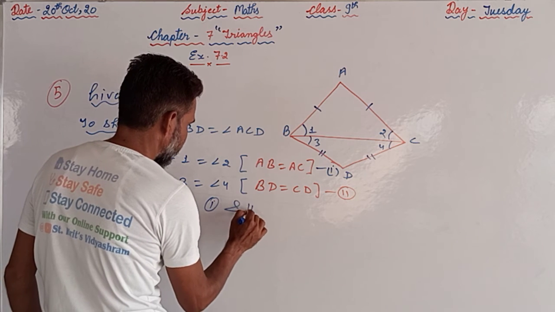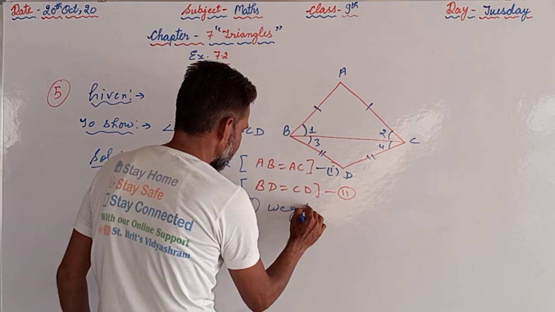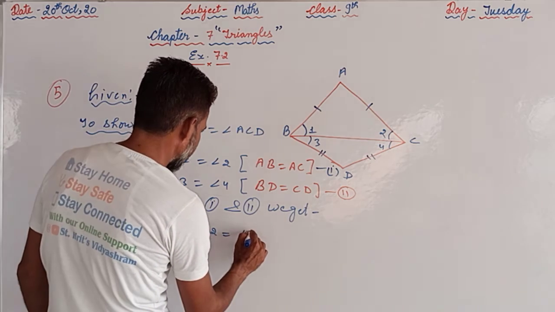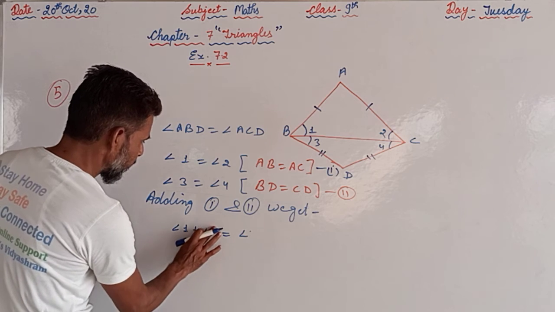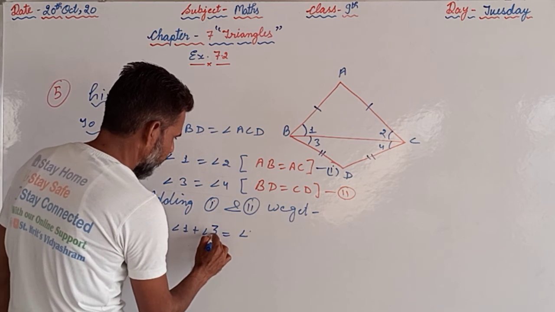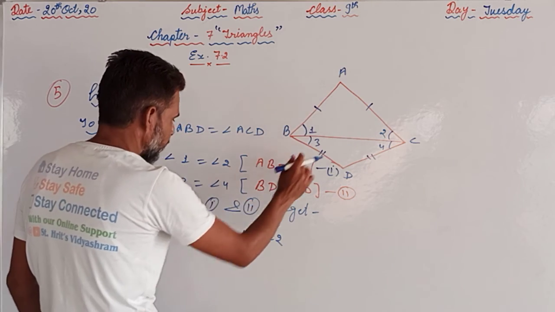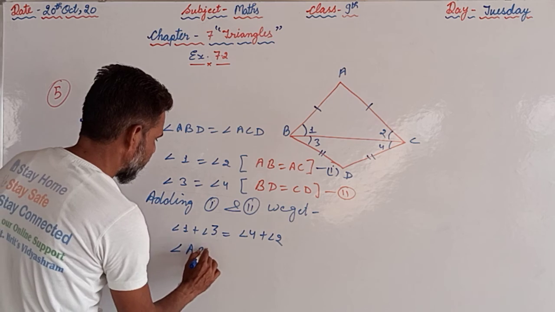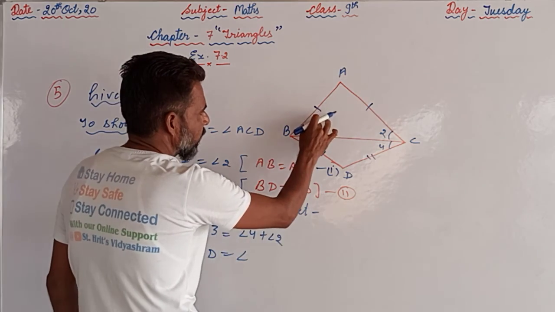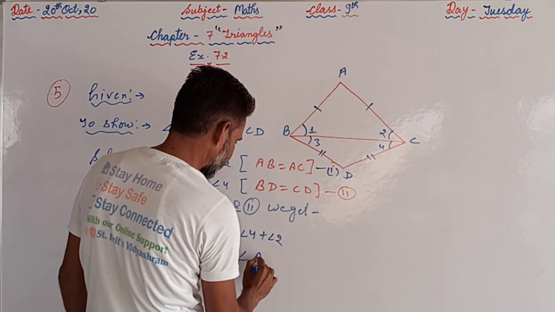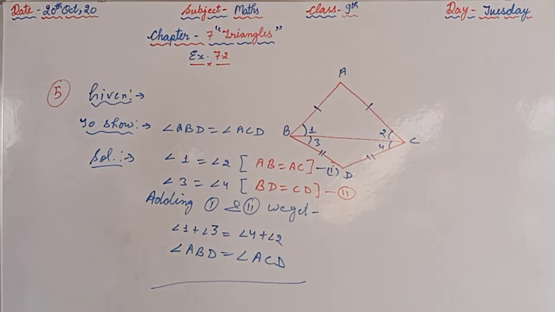Adding 1 and 2, what do we get? Angle 1 plus angle 3 is equal to angle 2 plus angle 4. Angle 1 plus angle 3 is angle ABD, angle 2 plus angle 4 is angle ACD. Hence we have proved what was required in that question.